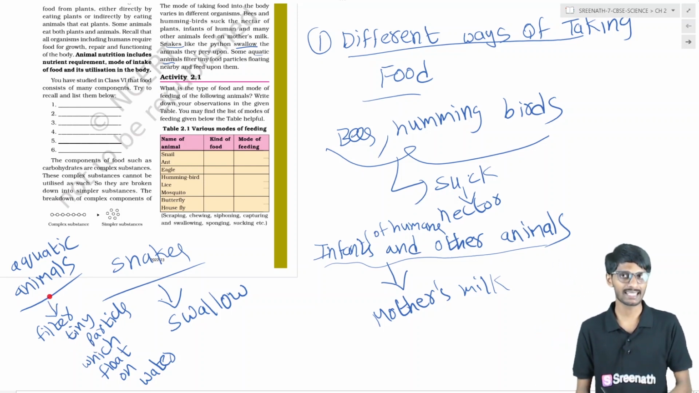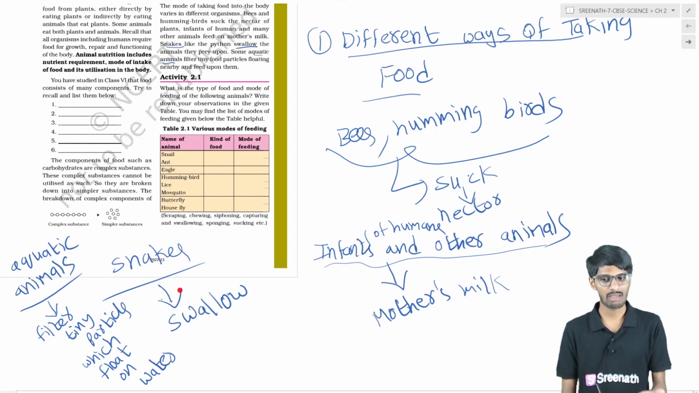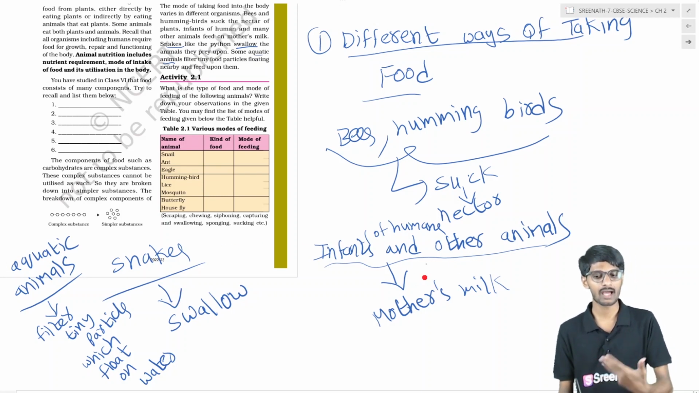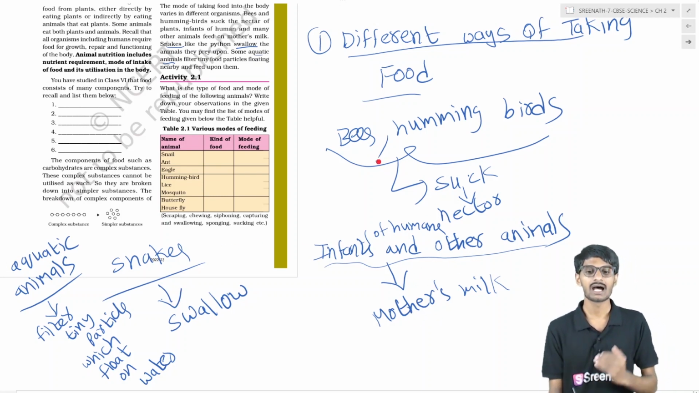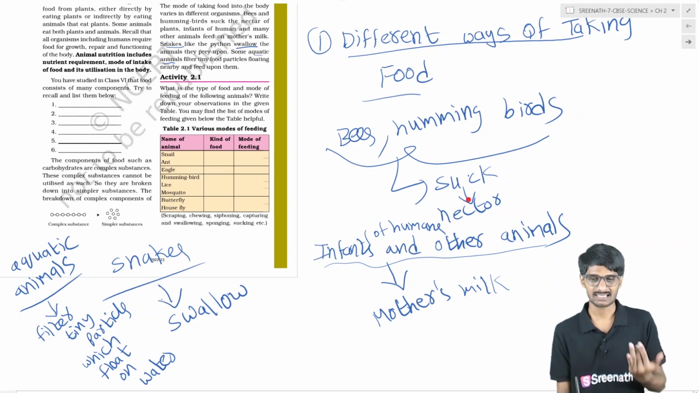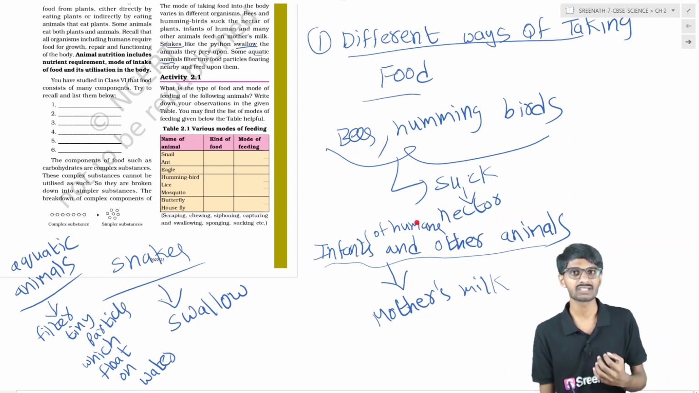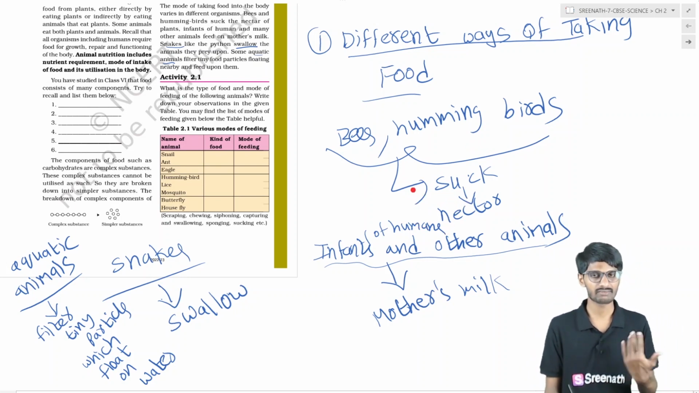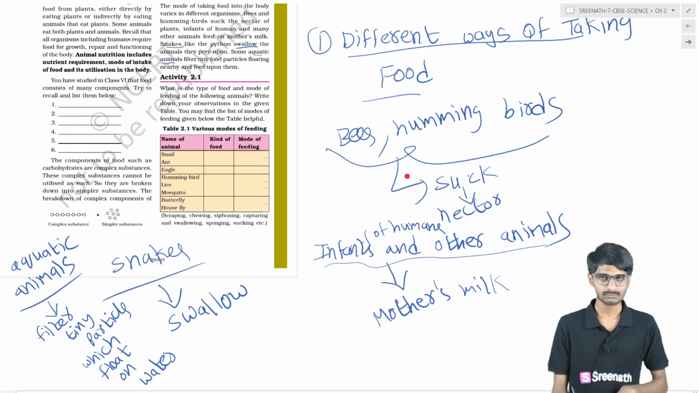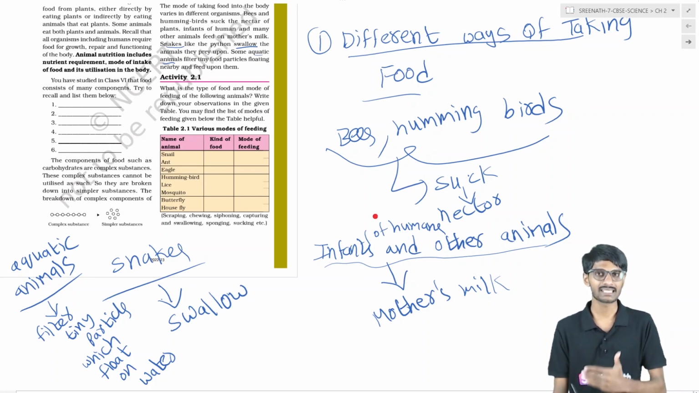So in this way they are taking food, and snakes are swallowing, and infants of humans and other animals are taking mother's milk, and bees and hummingbirds are sucking nectar, and we are taking different types of food. So there are different ways of taking food, and different animals take it in different ways.